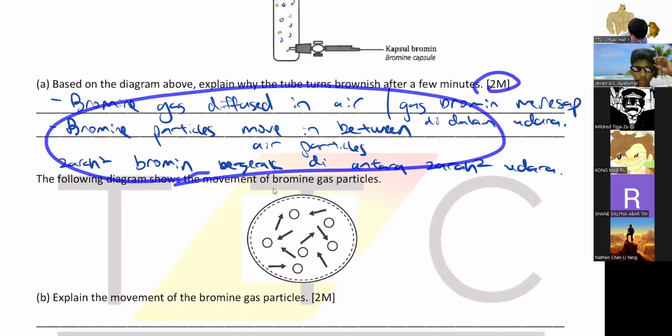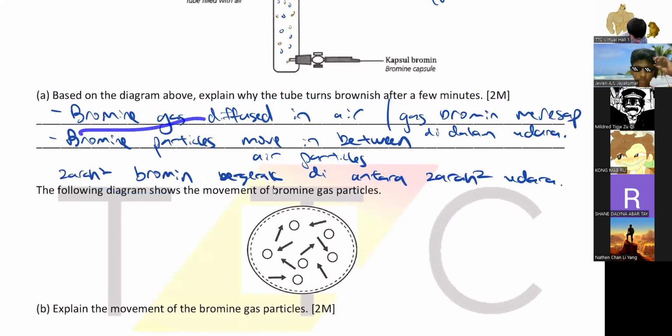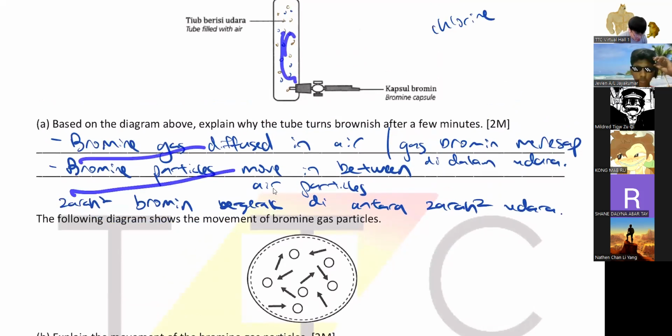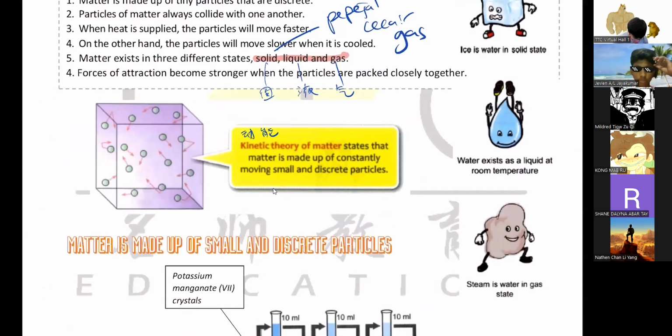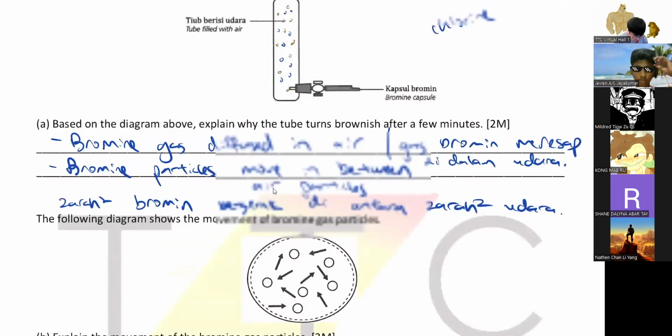Anyway, so this is your explanation. So 2 marks here. First point, bromine gas, they diffuse in. Second point, you explain how they diffuse. The particles will move in between. So this is what we call the particle theory, guys, the kinetic theory of matter. Wow, thank goodness I don't have to write Mandarin this lesson. If not, I'm going to be so tired.